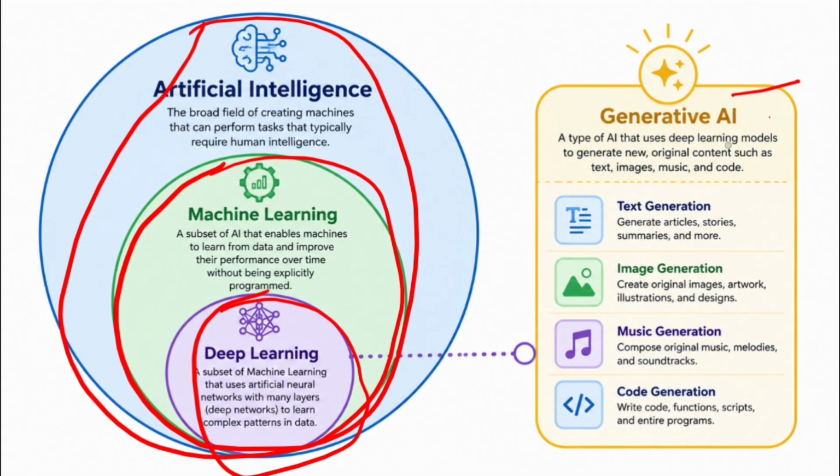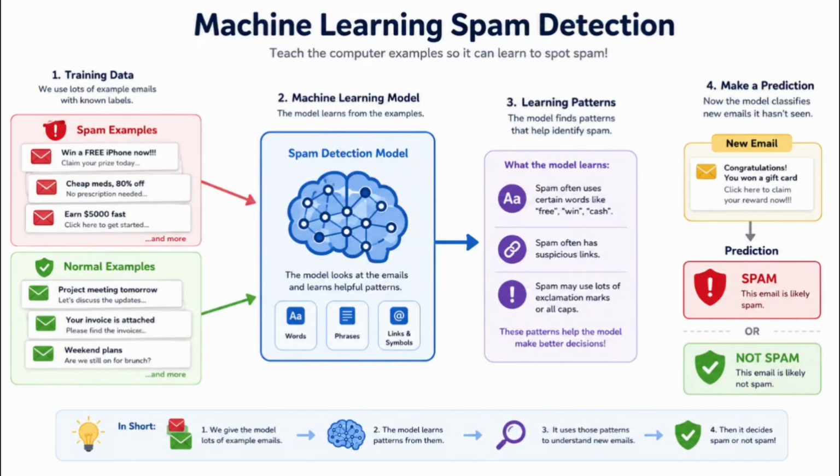Generative AI is used to create. Now the fourth term comes up, generative AI. What is it? It can generate text, images, music and write code. Modern generative AI systems are built using deep learning models. So to remember this relation: AI is the broadest field, machine learning is part of AI, deep learning is part of machine learning, and generative AI is the modern application area that actually uses deep learning.